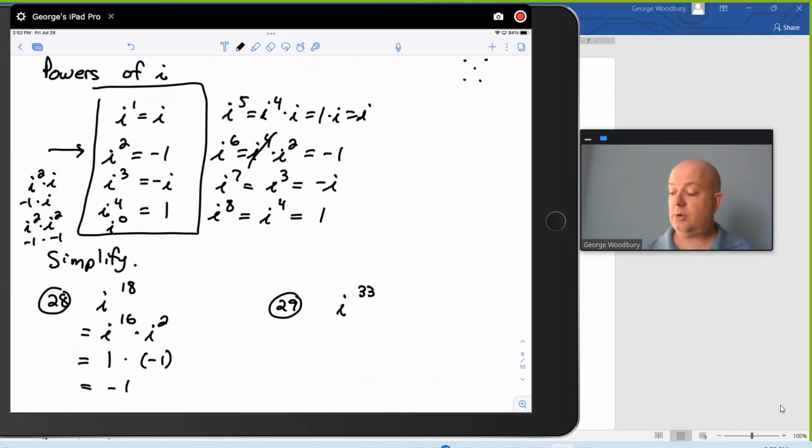i to the 33rd power, the multiple of 4 that comes closest to 33 without going over is 32. So this can be i to the 32nd power times i to the 1st. That power that's the multiple of 4, that factor just becomes 1. So what we're really going to have left is i to the 1st power, or i.